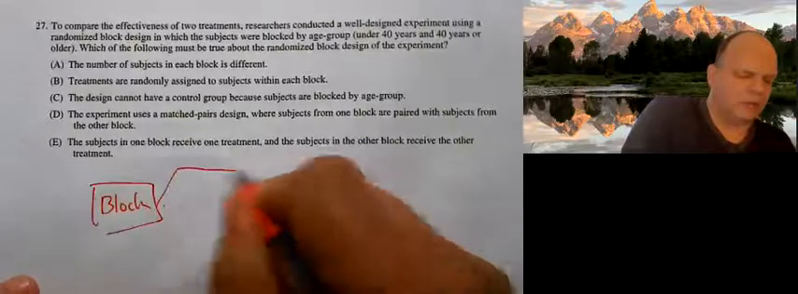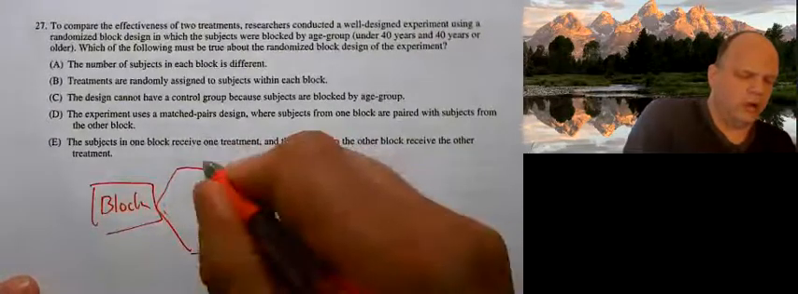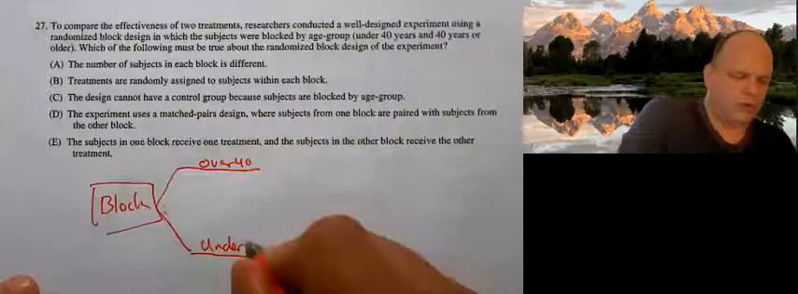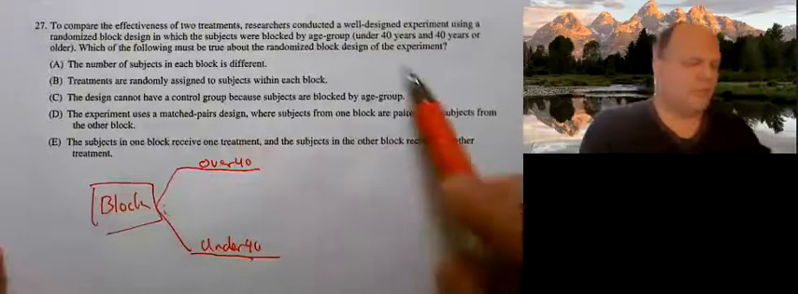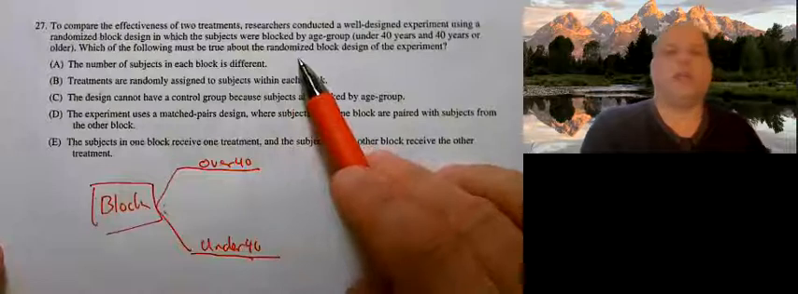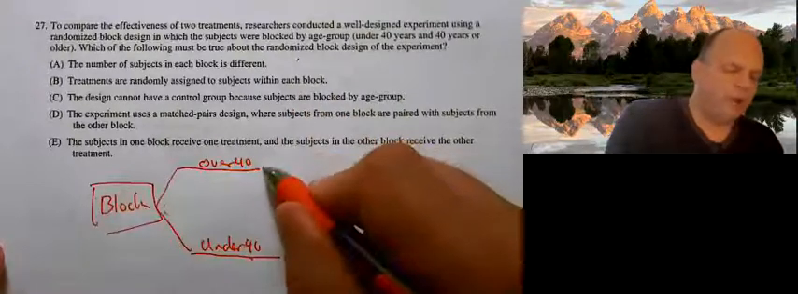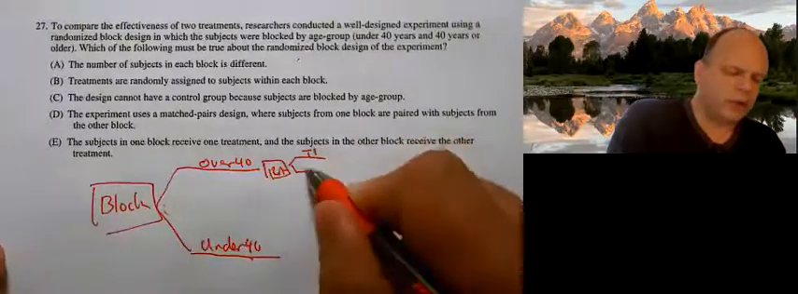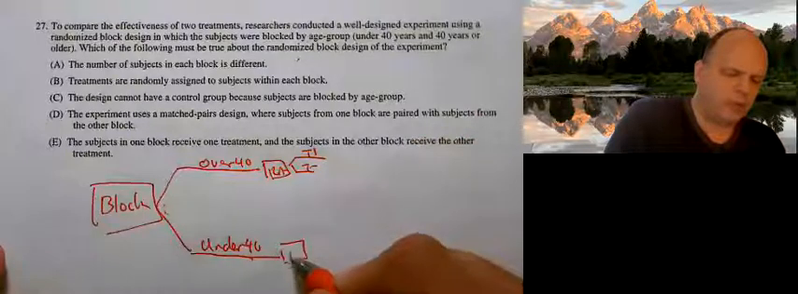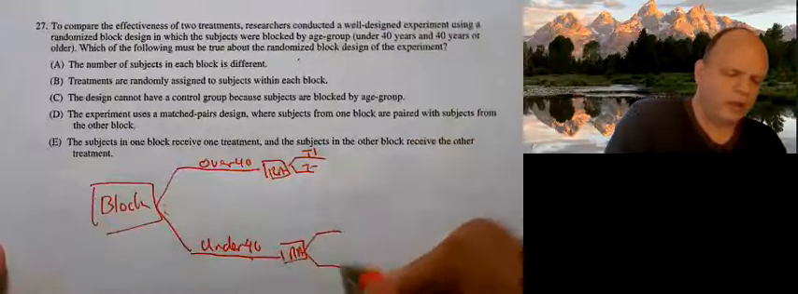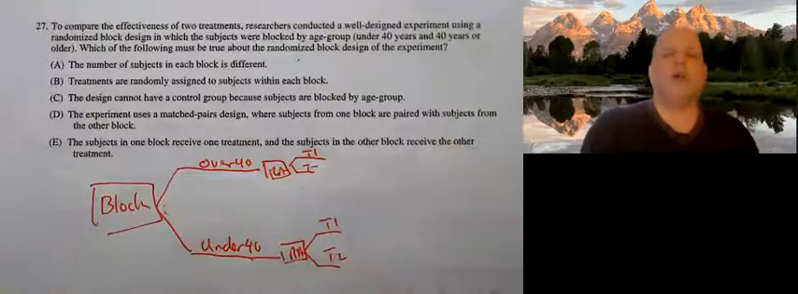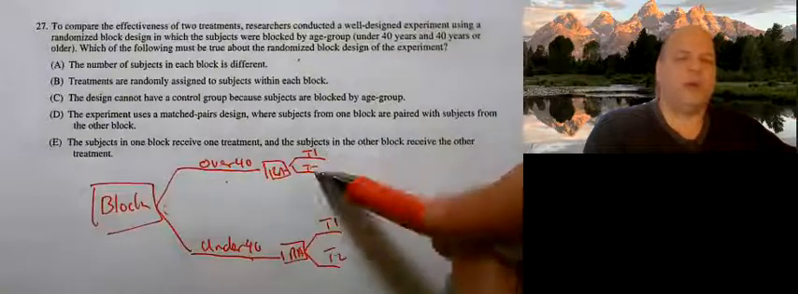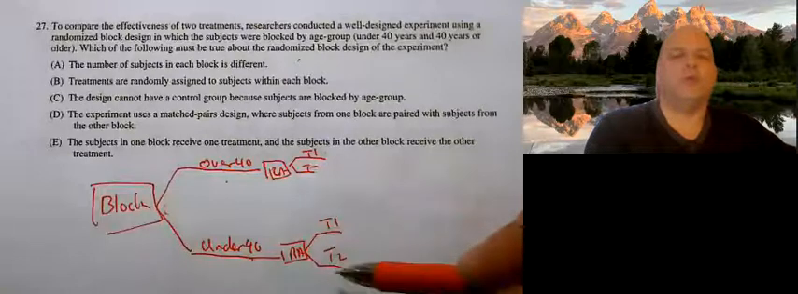and we have over 40, under 40. All right. Which of the following must be true about the randomized block design? Well, once we do this, at this point, we're going to have a random assignment to treatments. Treatment 1, treatment 2. Here, we're going to have a random assignment to the treatment. Treatment 1, treatment 2. Notice I have in each block, the over 40 gets treatment 1 and treatment 2, and the under 40 also gets treatment 1 and treatment 2.